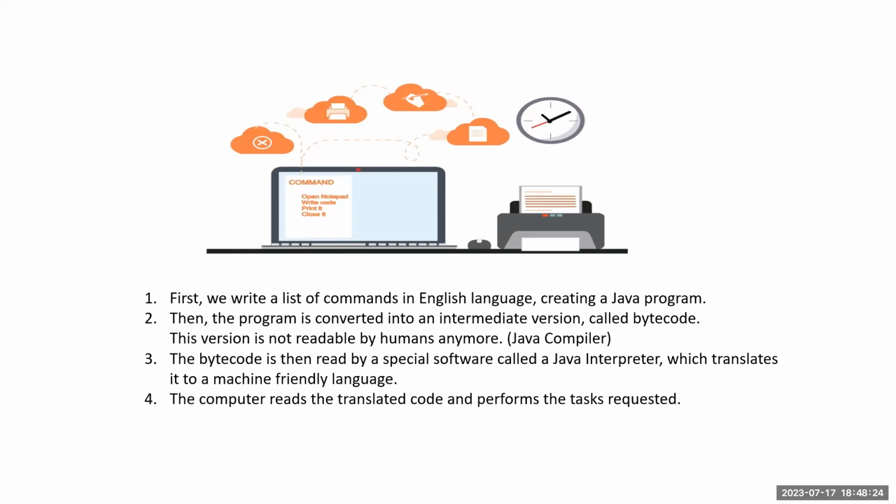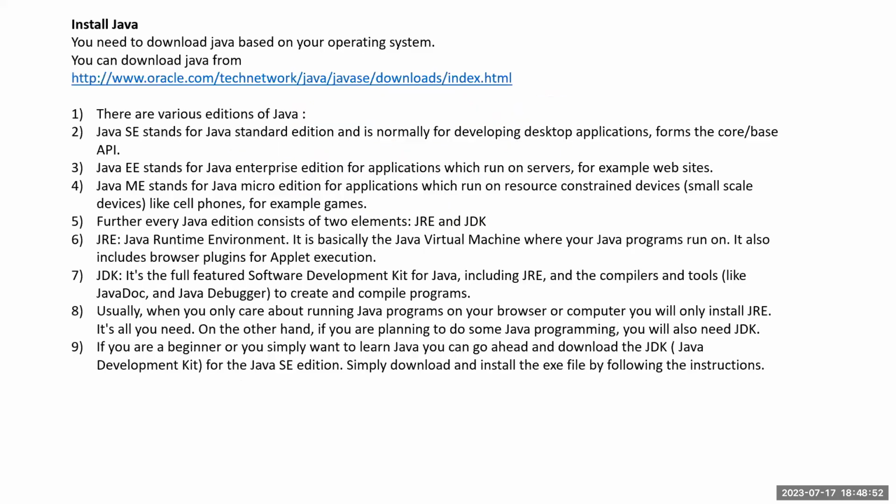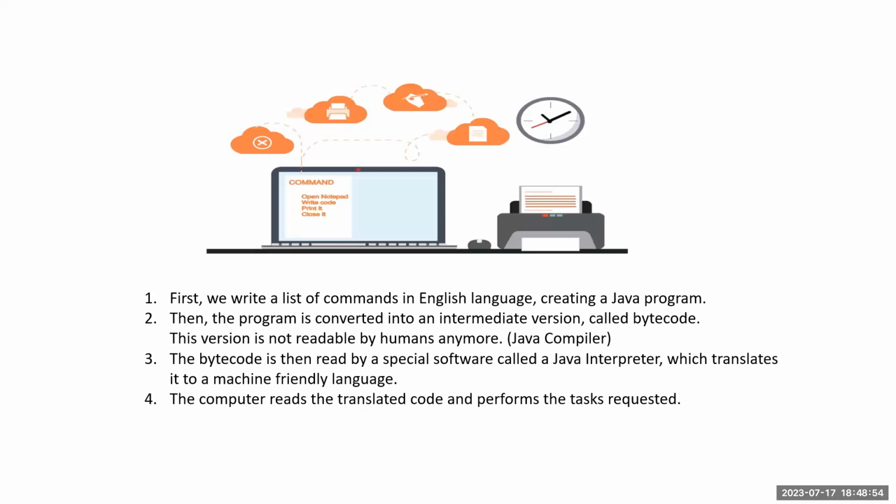So this is the background of how the process works when you are writing a Java program and how it is going to execute: the program is converted into bytecode, and then the interpreter converts it into something understandable by the machine. That's how we usually create a Java program and execute it on a computer.